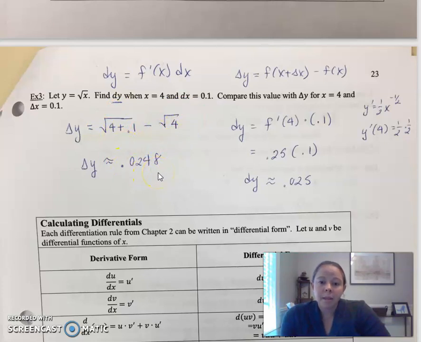Okay, now let's compare it. If we do dy, that's the derivative times our dx, our change in x. So I went off to the side, did the derivative, plugged in 4, and got 1/4 here. So this is 1/4 times our change in x, 0.1, and you get 0.025. And this was the actual change in y. So our differential, I should call it, gave us a very good estimation of the change in y. Okay.